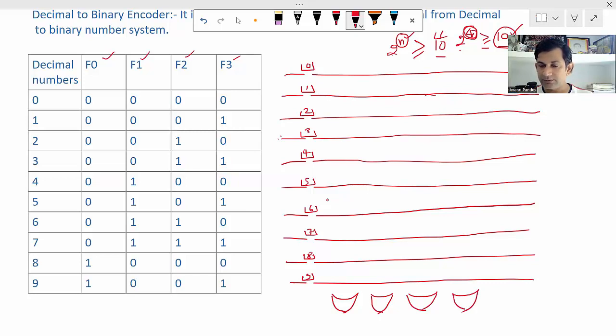OR gates I'm not able to draw exactly, but you know these are the OR gates. I'm telling you, these are OR gates.